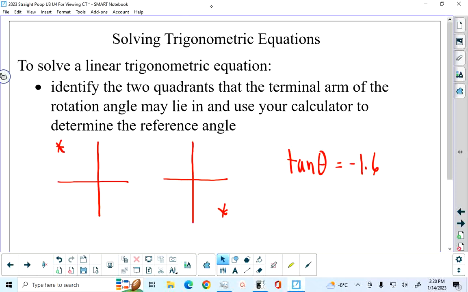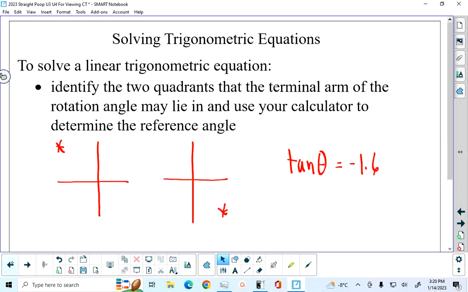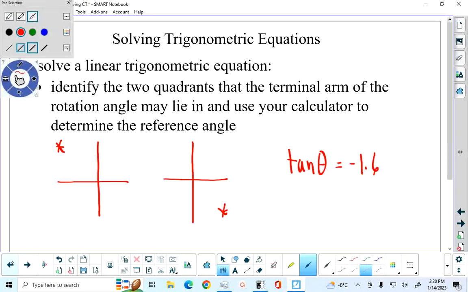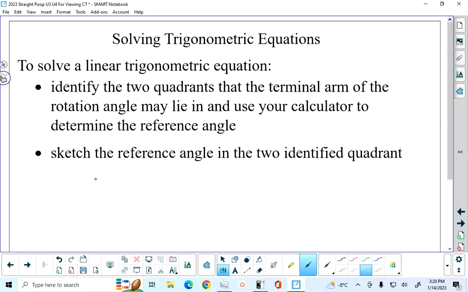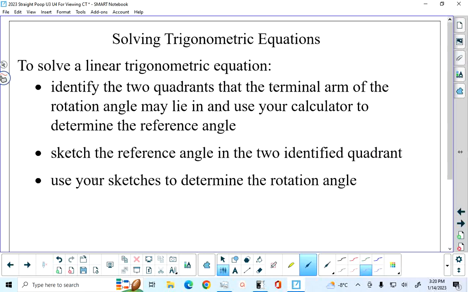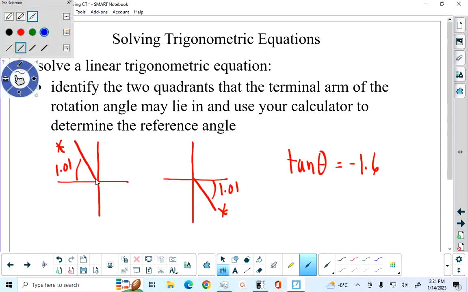So what that means now is that I know, if we take a look at the next step here, sketch the reference angles in the two identified quadrants, I know that I have 1.01 rads here and 1.01 rads here. That's the second step. Then it says use your sketches to determine the rotation angles. Well, the rotation angle is going to be what I'm going to draw in blue. That's the rotation angle, and this is the rotation angle.